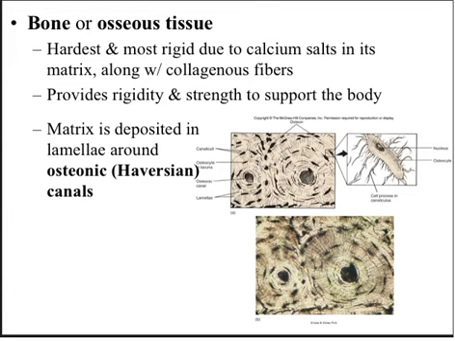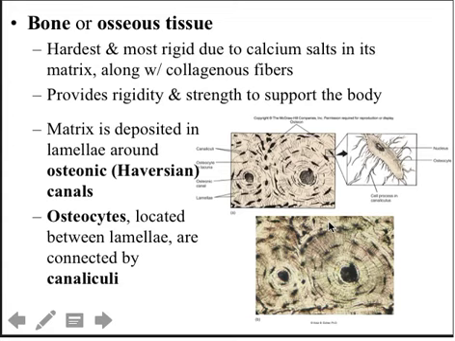The matrix is deposited in concentric lamellae. You can see examples of the lamellae here around a central canal known as a Haversian canal. The osteocytes are located between the lamellae and live in little chambers called lacunae and are connected with other osteocytes by tiny canals called canaliculi. And the reason for this is so that we can get nutrients to all the bone cells and remove waste products from all the bone cells without having to have them move from their location. They're trapped inside the bone.